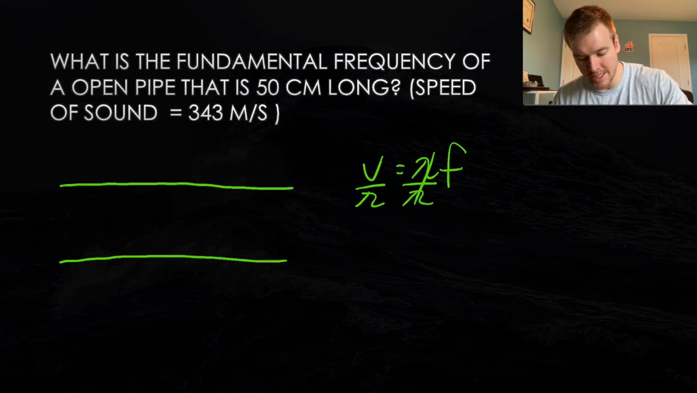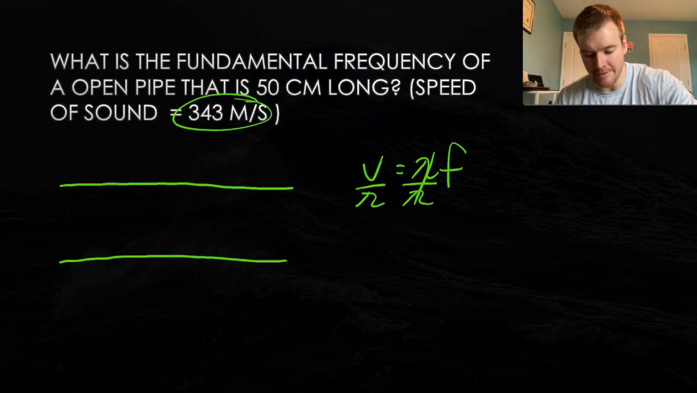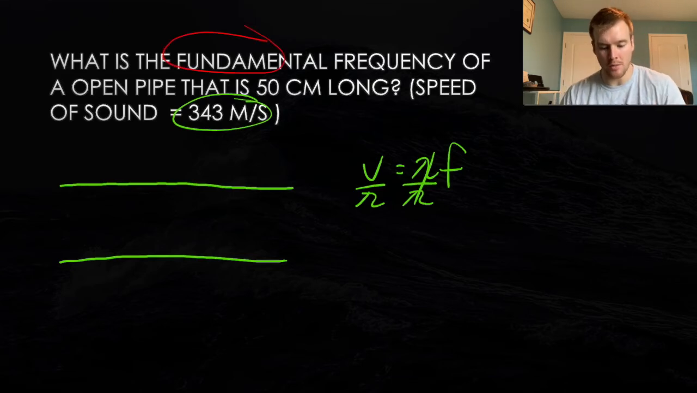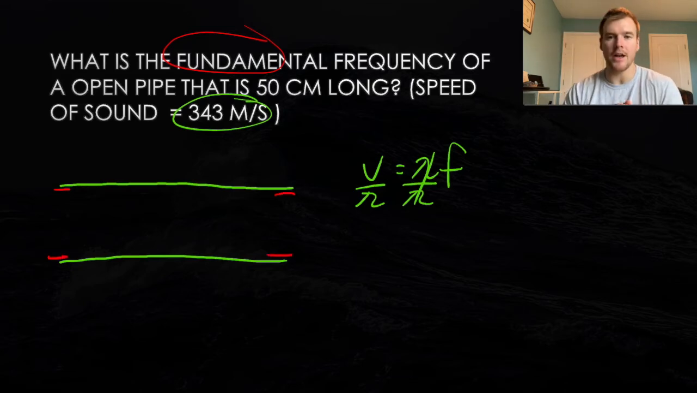We know velocity is 343, so now we just need to find the wavelength. Let's draw the wavelength that's in this pipe here. It says the fundamental frequency of an open pipe. So we know it goes from antinode to antinode in an open pipe, and the fundamental is the antinode to the very next antinode. It's the longest wavelength that's going to fit in there.